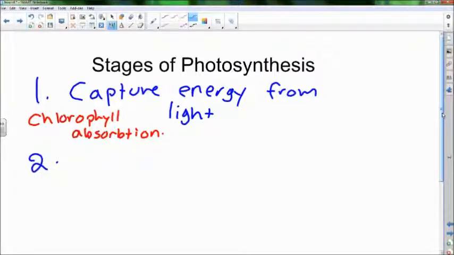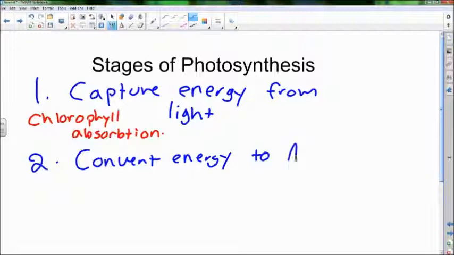The second part of photosynthesis is that we need to convert that energy to ATP. Okay, so we've talked about ATP last week, understand the structure of that, how it can store energy, but we need to make that ATP so that it can actually be used to do something useful. So the light energy is going to be captured in the chlorophyll, but that's not really going to do anything unless we can put it into a usable form.